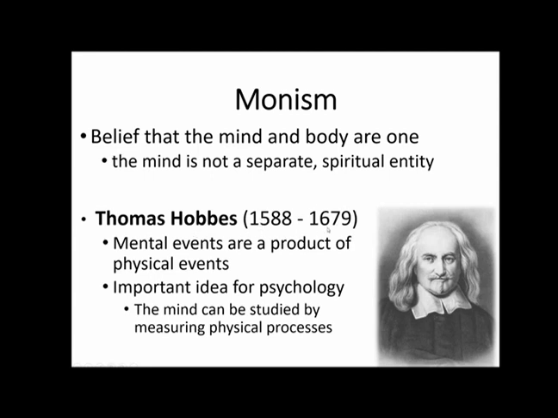His range of time was a little bit past what we had looked at for our dualists. His theories came about sort of in contrast to that mind-body dualism. But Hobbes said that mental events are a product of physical events. So thinking about something, having thoughts, came directly from physical events within our body. So our brains were creating these thoughts, and therefore it wasn't some separate unknowable entity.